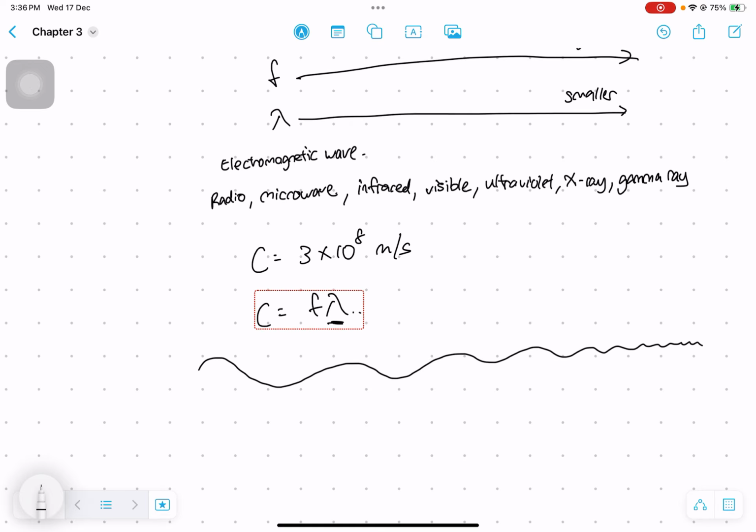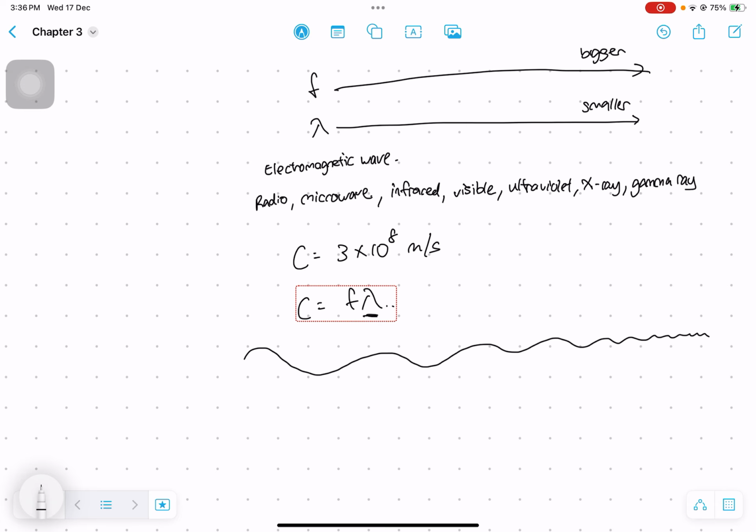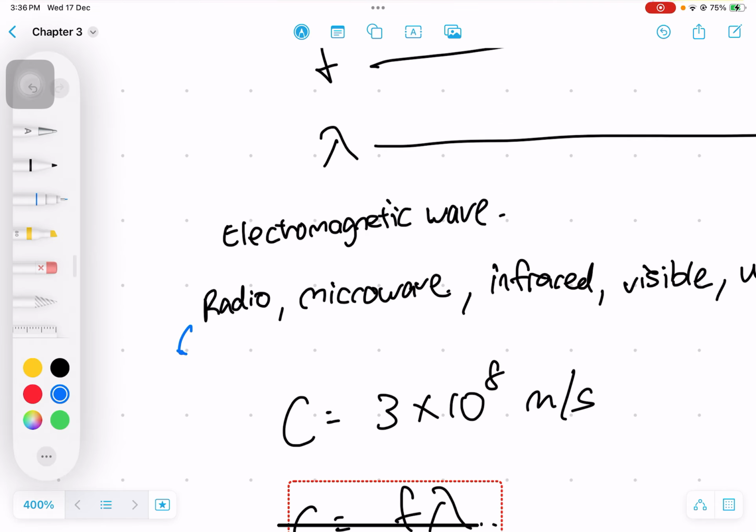Another thing is the application of all these different kinds of waves. We start from radio wave. Usually radio wave is all about communication, or navigation.